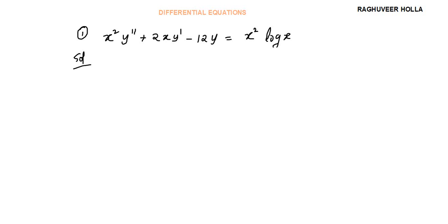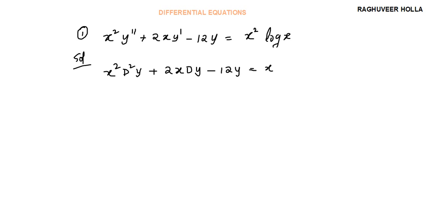Let's try to solve this problem. This is of Cauchy's linear differential equation, and let us write it in the normal form now. As we have seen in the previous videos, let us write down the same format which we have done. So this will be x square d square y plus 2x dy minus 12y is equal to x square.